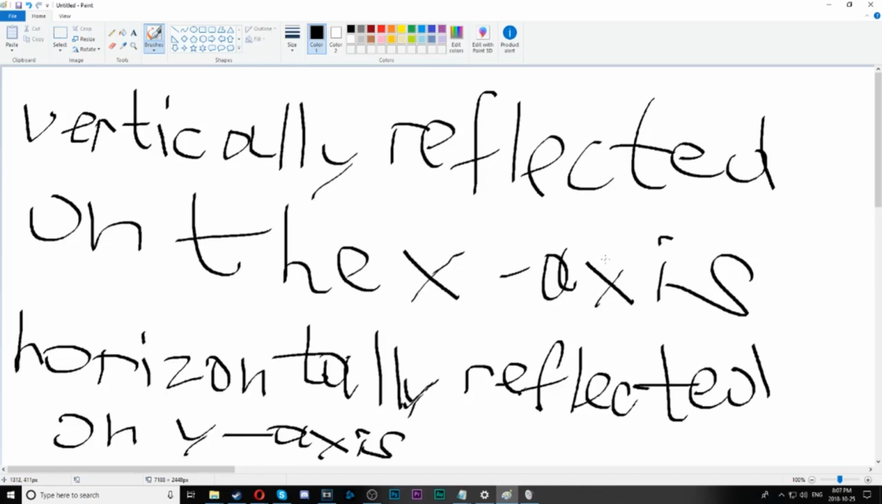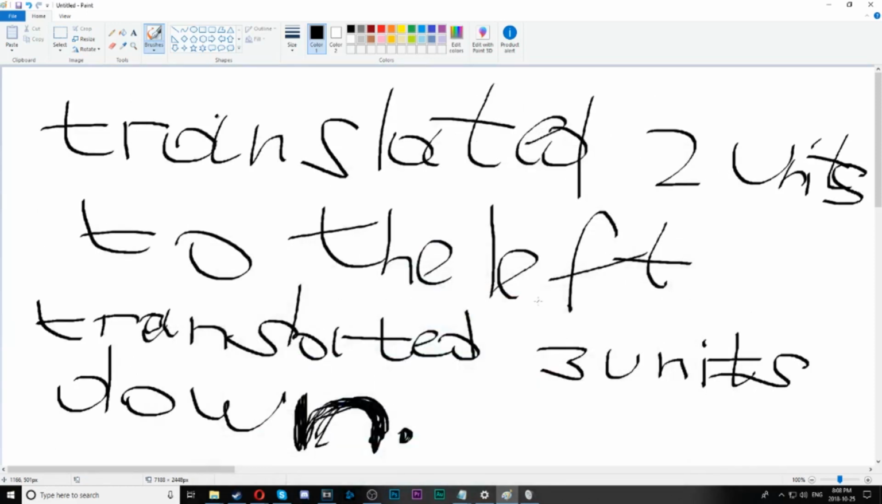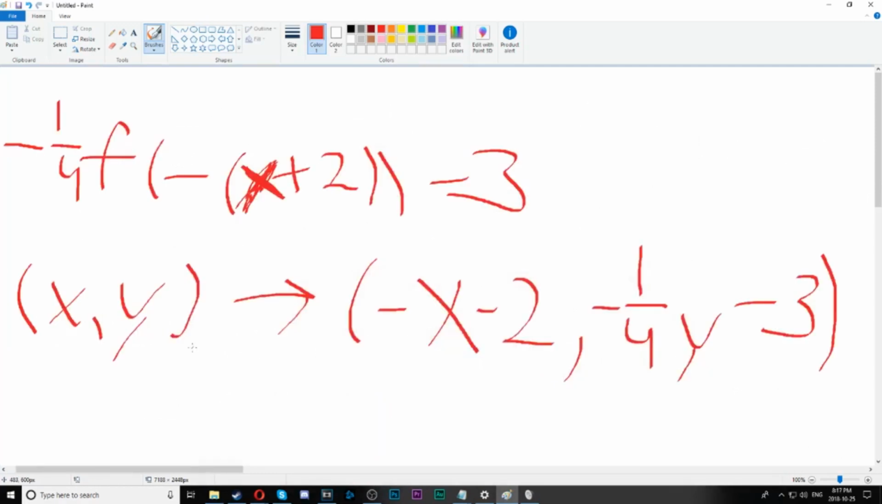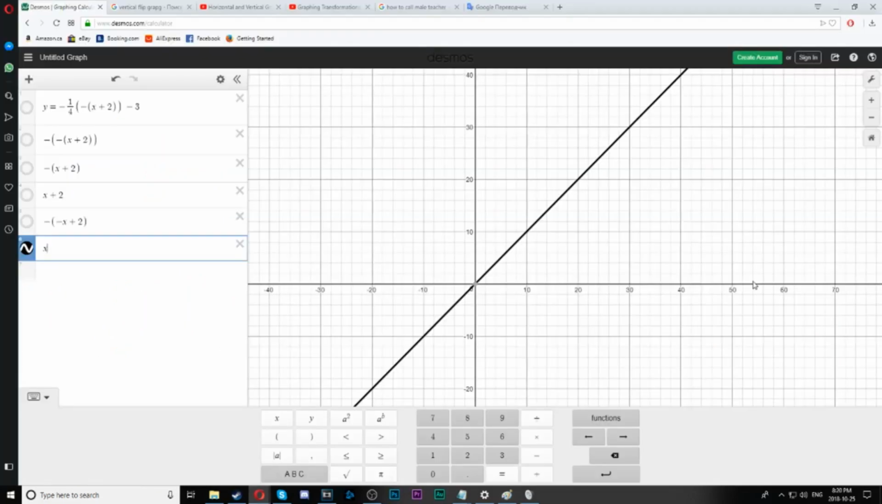Then it's been vertically reflected on the x-axis and horizontally reflected on the y-axis, and it's been translated 2 units to the left and 3 units down. So that's the mapping of the transformation: (x, y) goes to (-x - 2, -1/4 y - 3). So I'm pretty much done with the question, but I'm probably not going to get full marks for that.